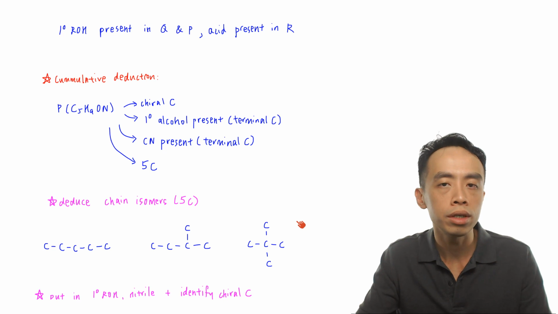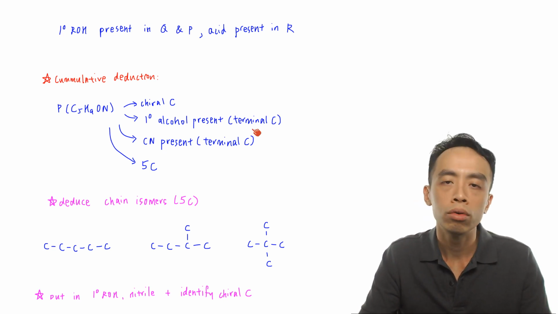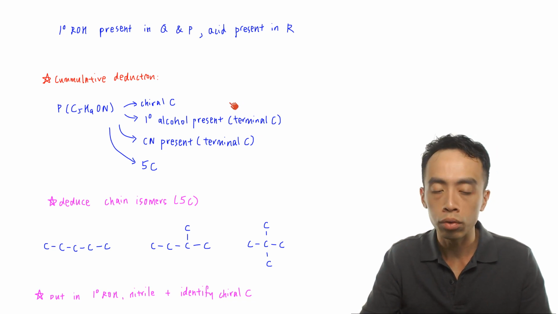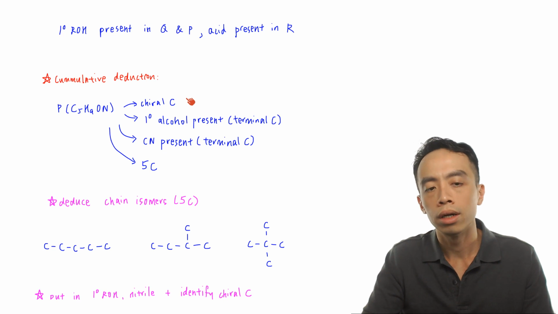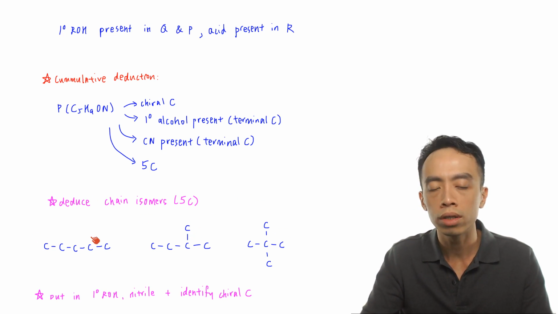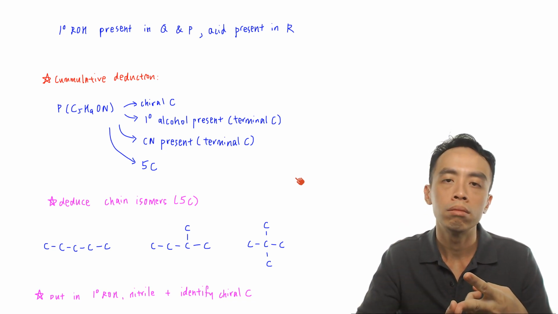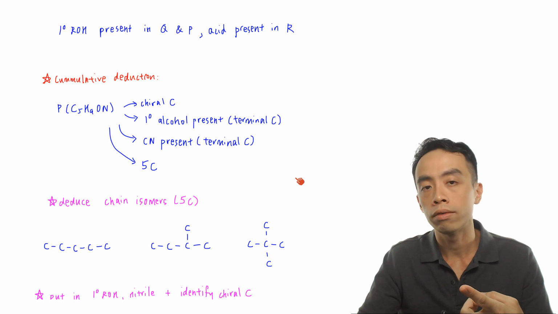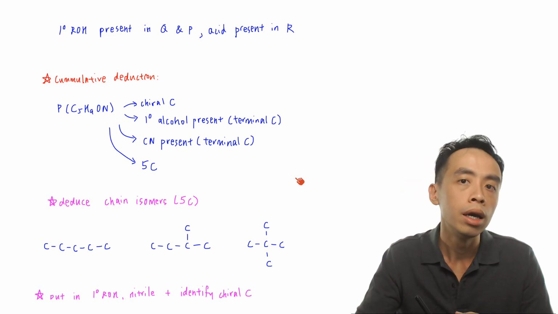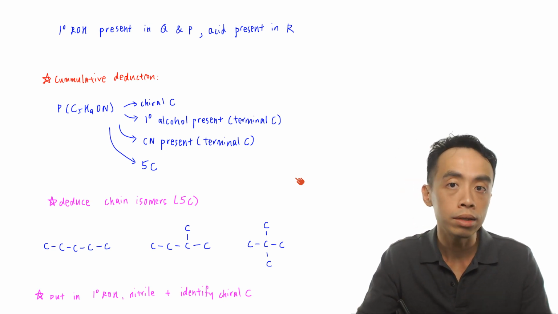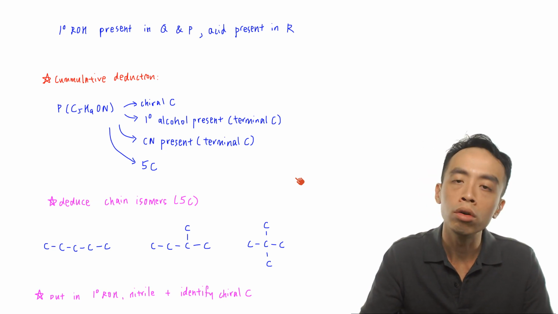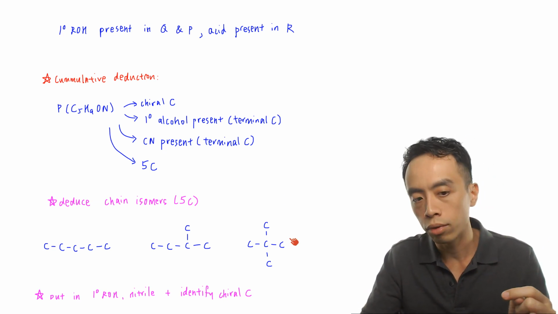Now why am I interested in the chain isomers? It is because I have the functional groups already. I know that the alcohol is on the terminal carbon. I know that the nitrile is also on the terminal carbon. And I also know that the compound has a chiral carbon. So based on these 3 chain isomers, what I can do is put in a primary alcohol, put in a nitrile, and see whether I have a chiral carbon. Then it is possible that I can eliminate some of these chain isomers, and hopefully I'll only end up with one possible answer.